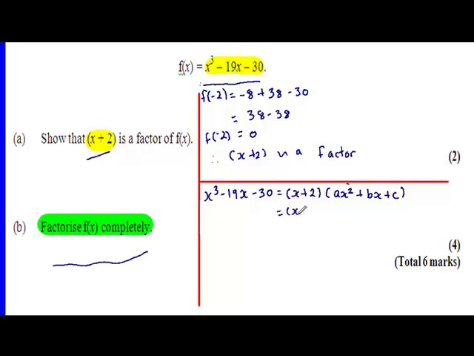If we now look, we've got the x plus 2, and if we look at the coefficient of the cubic, we'll notice that it's 1. The coefficient of the linear x is 1, hence the x squared will be 1 as well. If you look now at the constant, which is negative 30, we already have 2, so that must be negative 15. And that will be plus bx.